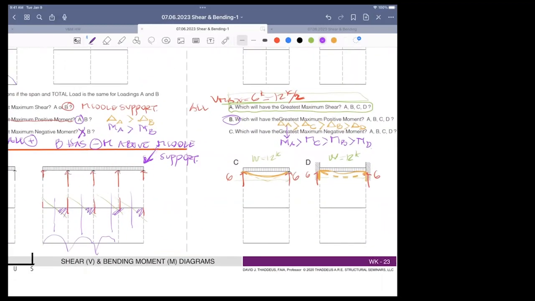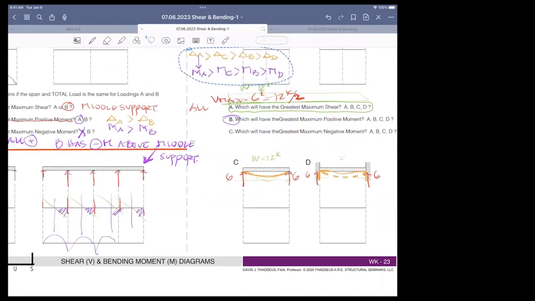Okay, next question. Sorry, it's kind of messy. Let's get this out of here. Sorry. Okay, let's put it over here. This one was question B.